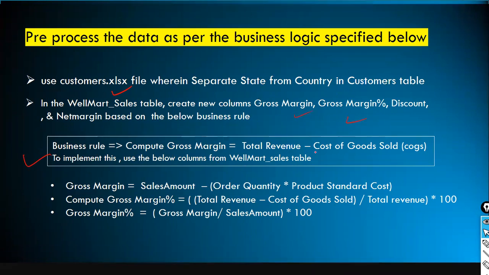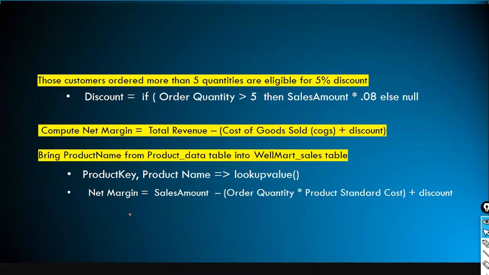Compute gross margin: total revenue minus cost of goods sold. To implement this, use the below columns from this dataset. So sales minus this one will give gross margin. This one will give you the gross margin percentage, and discount.